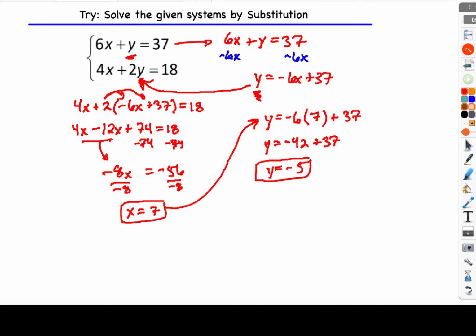Again, I would highly recommend take that coordinate then, 7, negative 5. You could plug it back into both of the original equations, check your answer, but make sure that it makes both equations true. It should make both equations true.